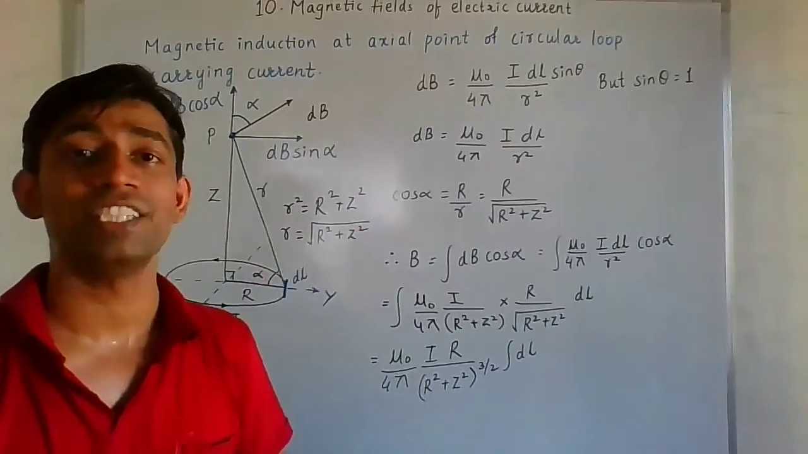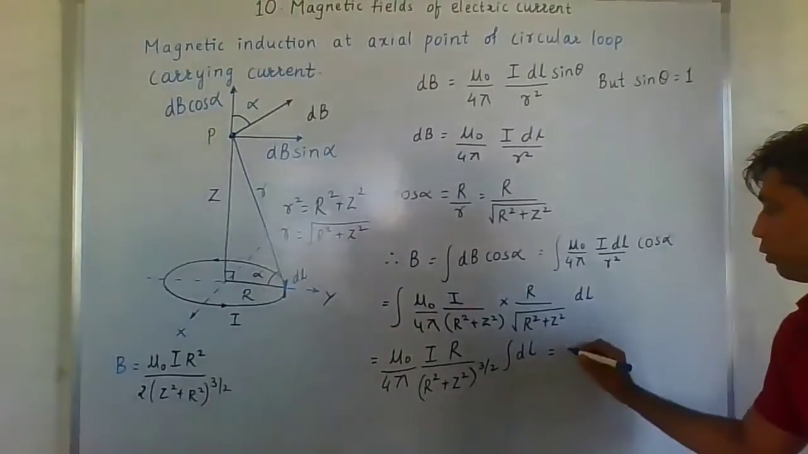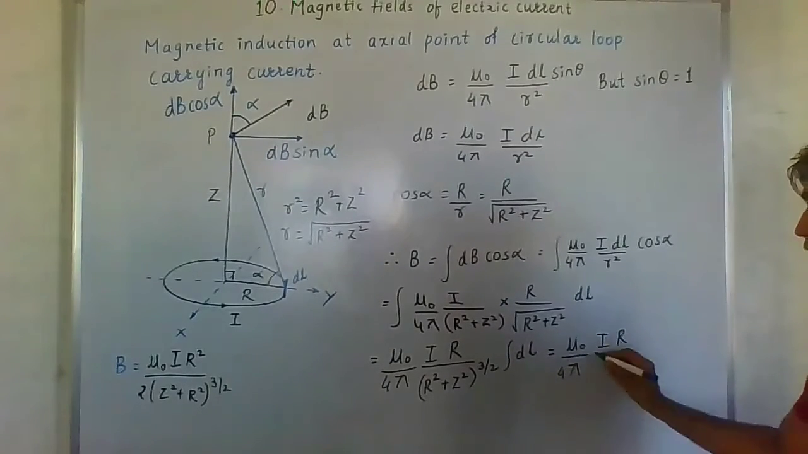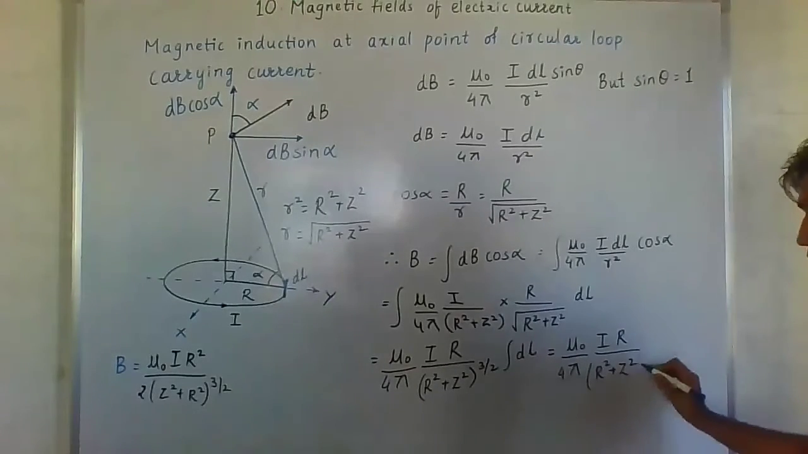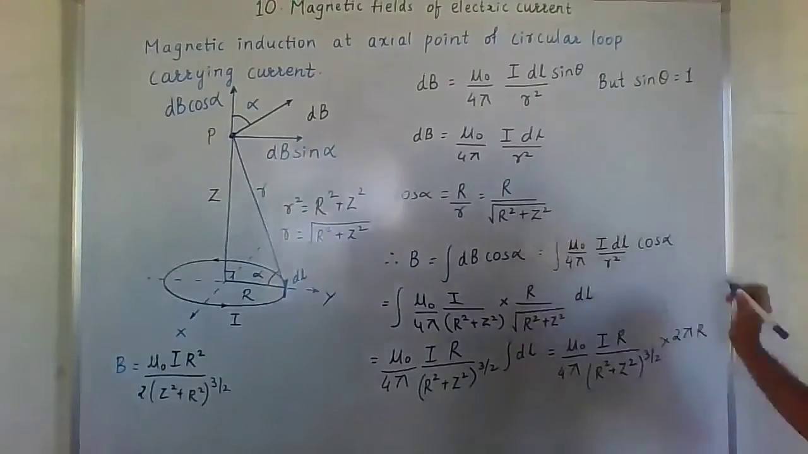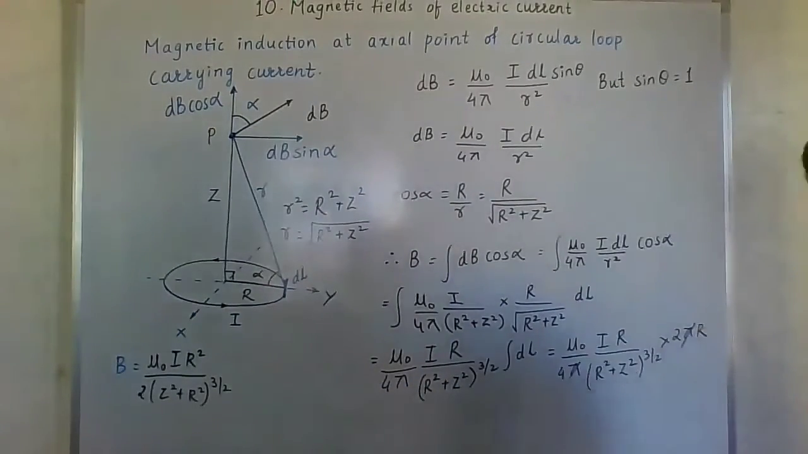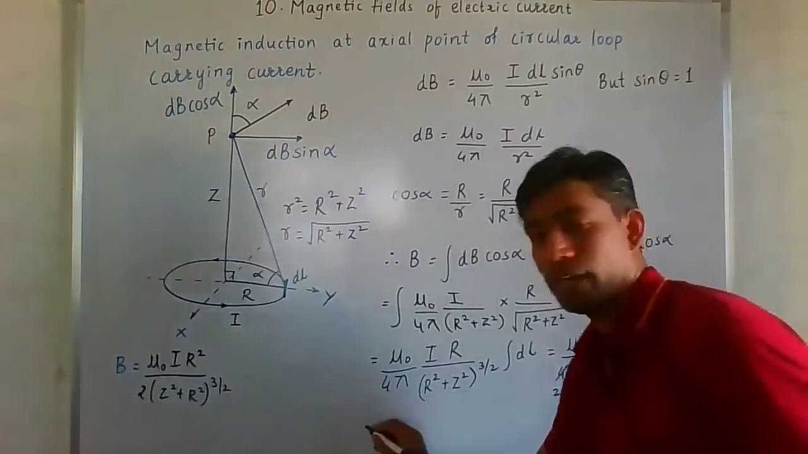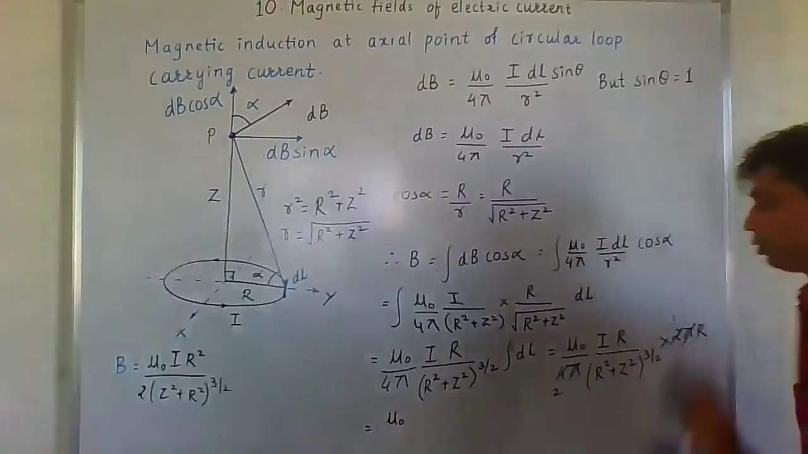So the answer of integration of dl will be what? 2 pi r. So my next step will be this is equal to mu naught upon 4 pi I r upon r square plus z square whole raised to 3 by 2 into here I will write 2 pi r. Got this? Let's see what all things can get cancelled. Pi cancels, 2 ones are 2 twos are. Okay, so our last answer I hope it will be mu naught, then we have I r into r square.